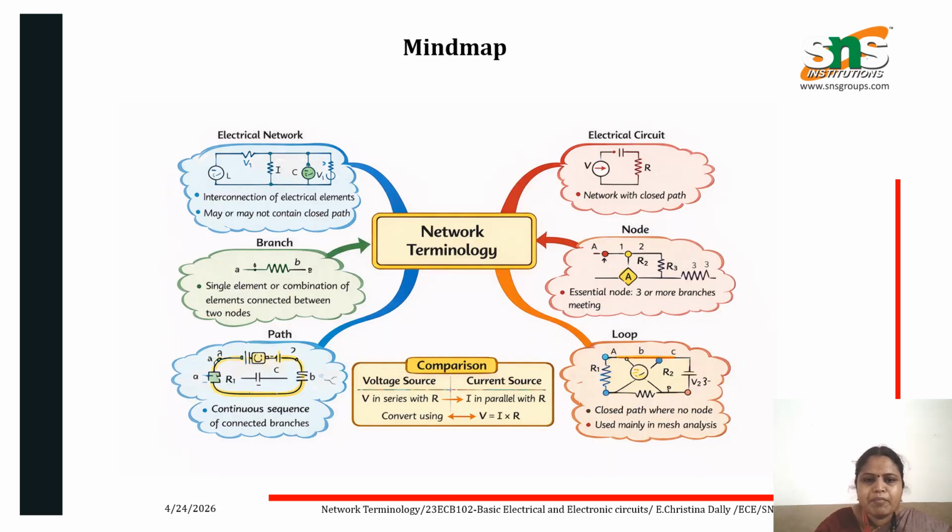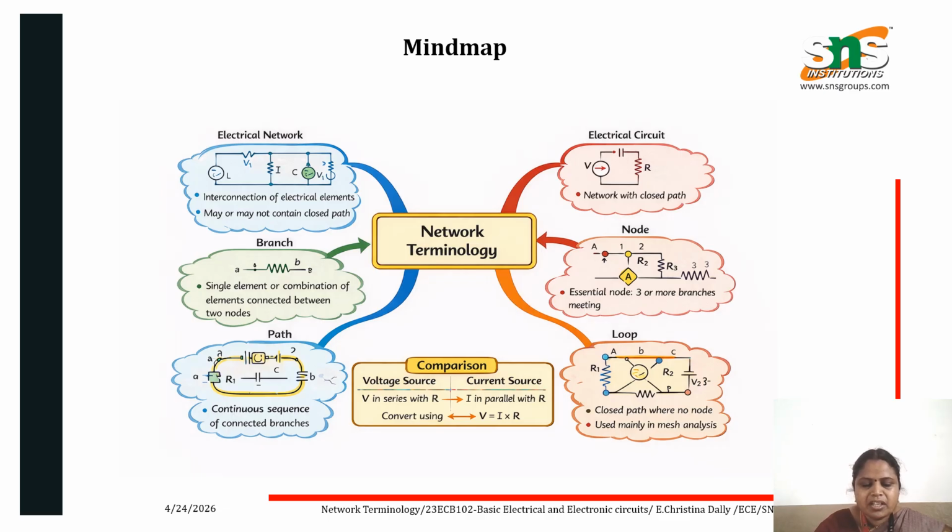So this is the mind map. First in network terminology, I have said what an electrical network is. It is an interconnection of electrical elements, which may or may not contain a closed path. An electrical circuit is a network with a closed path. What do we mean by a branch? A single element or a combination of elements connected between two nodes. What do we mean by a node? It is where three or more branches are connected. That is termed the node.